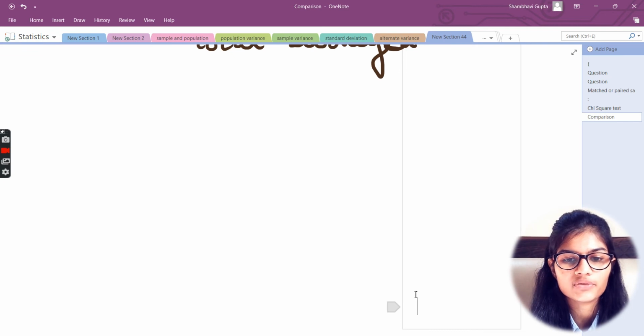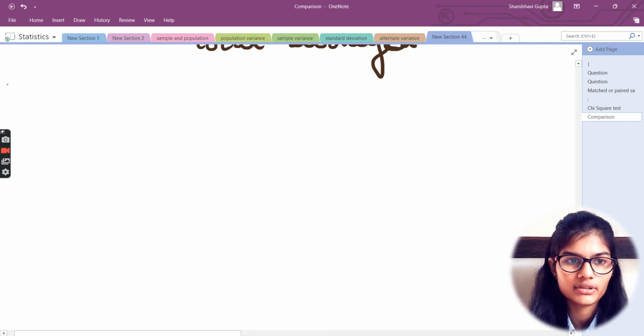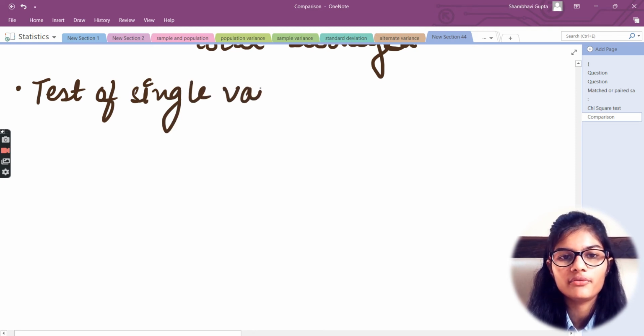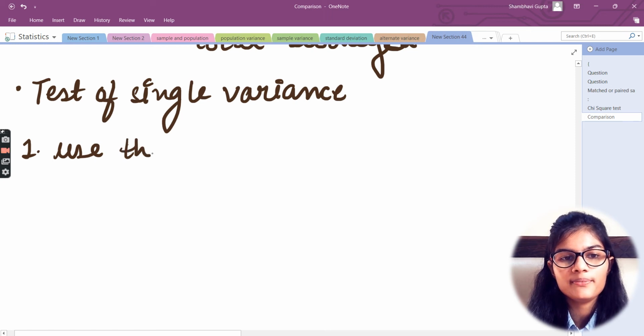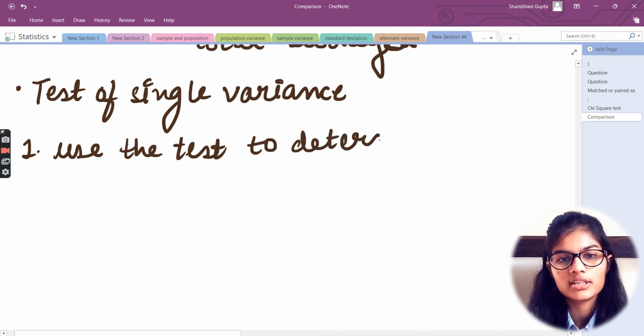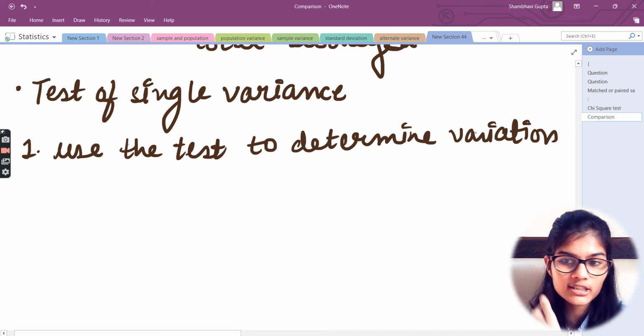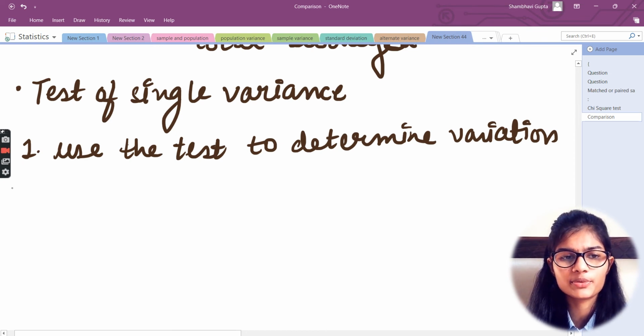Now next I have the test of single variance. Let's see about the test of single variance. Next I will write out the test of single variance right here. Let's start. Basically we use this test to determine the variation. So this is where we use this particular test, to determine the variation, right? I hope I am clear with this.